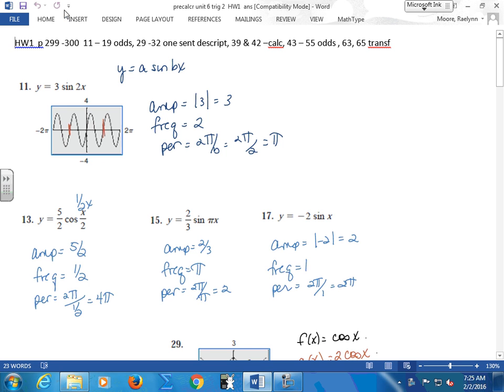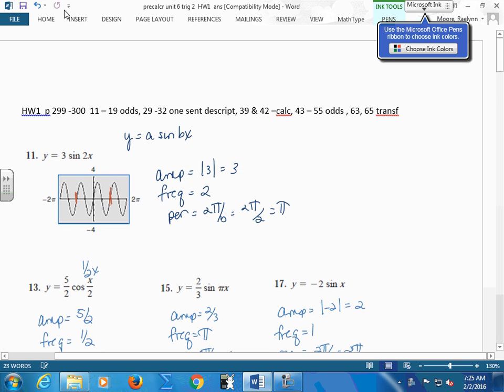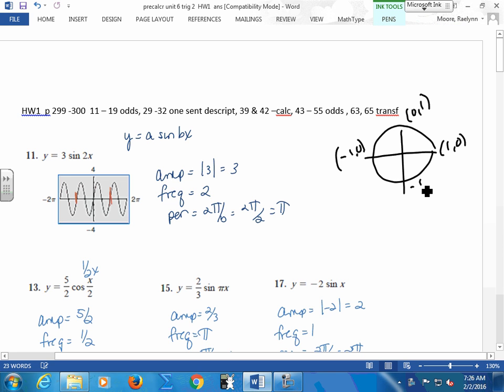I find it easiest to graph my sine curves and my cosine curves off of the unit circle, off of the quadrants, because we want our maxes, our mins, and our zeros. So the x is the cosine, the y is the sine. Your sine pattern goes 0, 1, 0, -1, back to 0. Your cosine goes 1, 0, -1, 0, and back to 1.